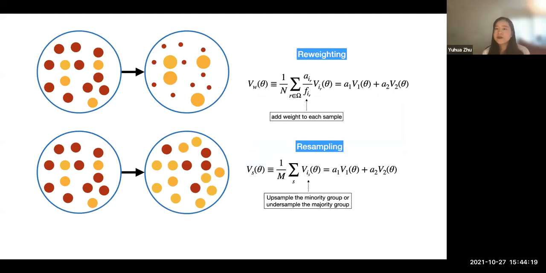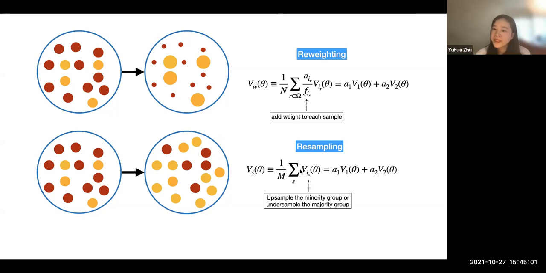There are a lot of methods to correct sampling bias, and two of them are very similar to each other. One is called reweighting. The idea is simple: you put more weight on the underrepresented group and less weight on the overrepresented group. Specifically, we multiply a weight Ai over Fi to the sample from group i, where Ai is the population distribution and Fi is the sample distribution. Then we get an unbiased total loss.